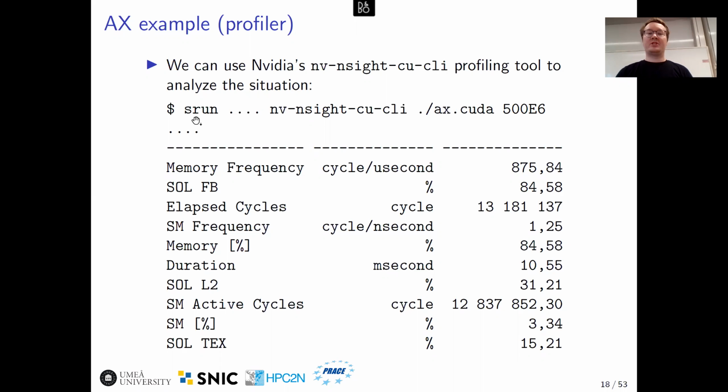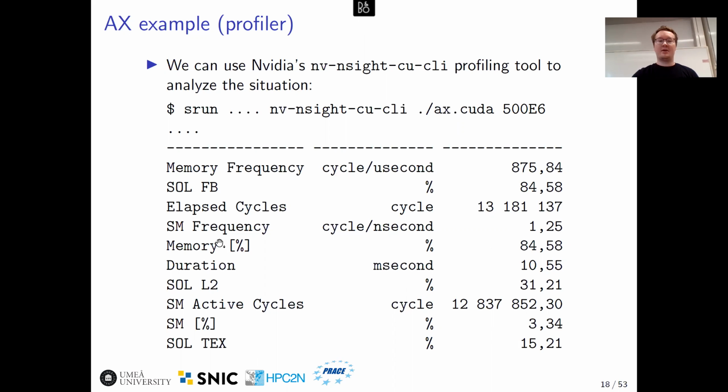It's very simple. You just submit the jobs as before, but then you put nv-nsight-cu-cli, followed by the command you want to run and the arguments that belong to that command. The output from this command is quite long, so what I'm showing here is only a subset of what is shown.